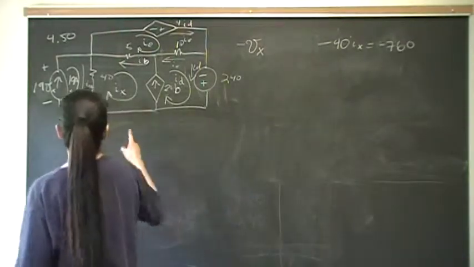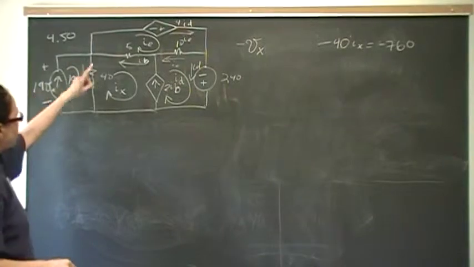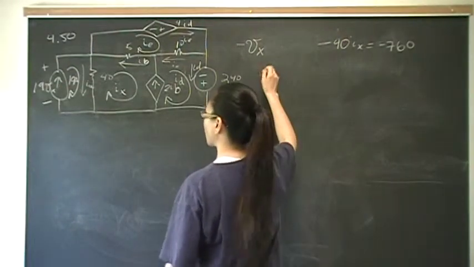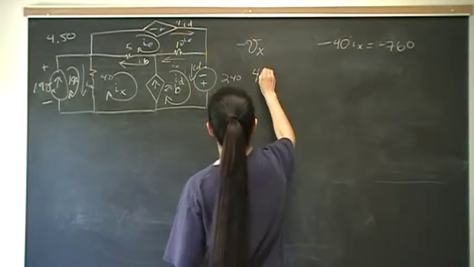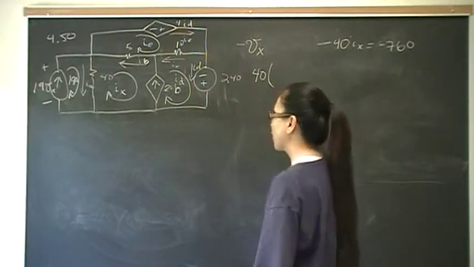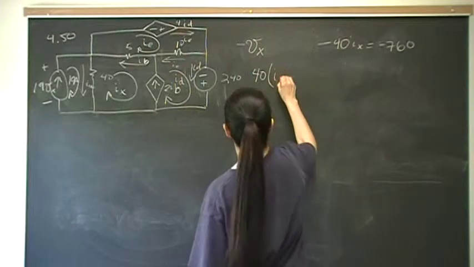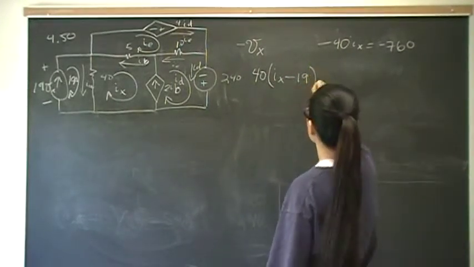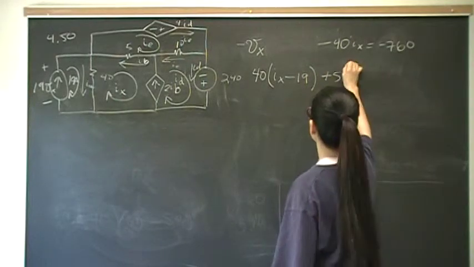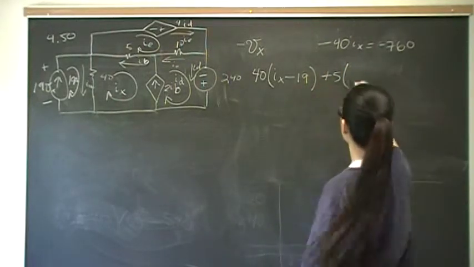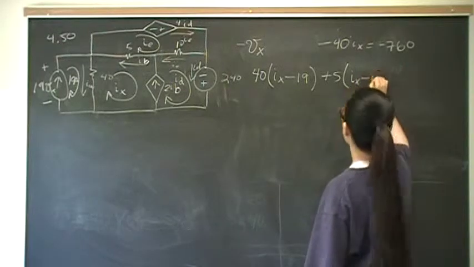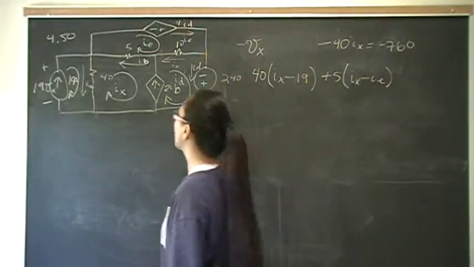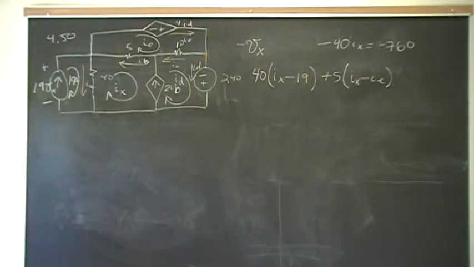Okay, that's equation number 1. All right, so then we're going to take mesh at Ix. So the first voltage drop is the voltage drop across the 40 ohm resistor. So 40 is the R, the I is Ix minus 19. And the next voltage drop is going to be across the 5 ohm resistor, so that's going to be 5 times Ix minus IE. And then so this is where we have a super mesh.